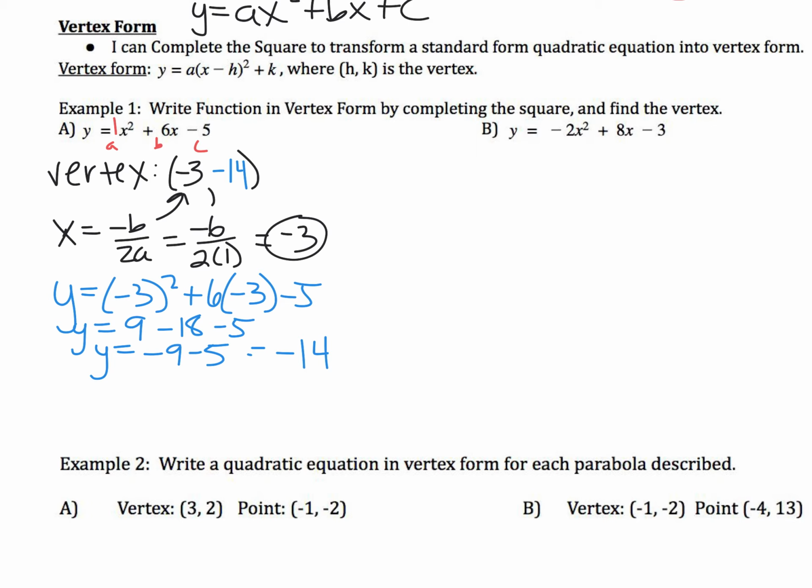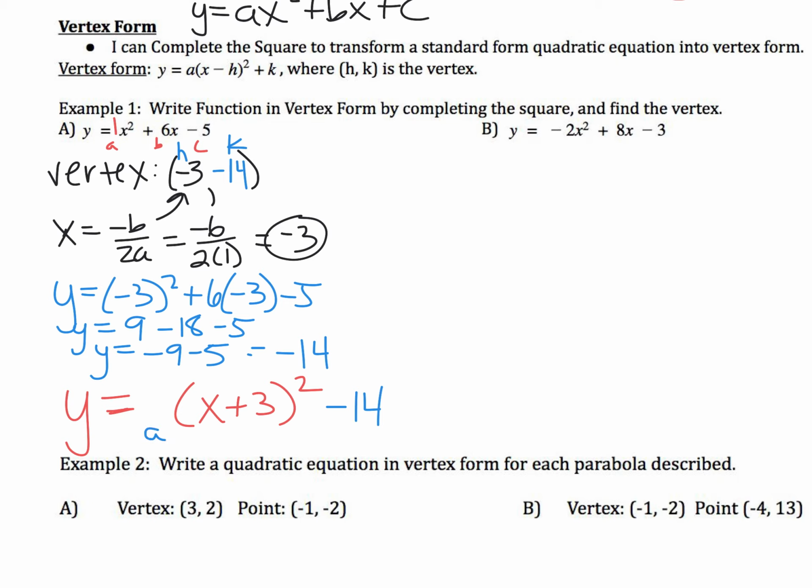So what we just found is our h and our k in our vertex form. So what we can do is start to write our vertex form. Y equals, I'm going to have x, it's minus h inside, which means I put the opposite. So since I had a minus 3, I'm going to put plus 3 inside. All of that is squared. We use exactly what we got for our y value, so minus 14 on the outside.